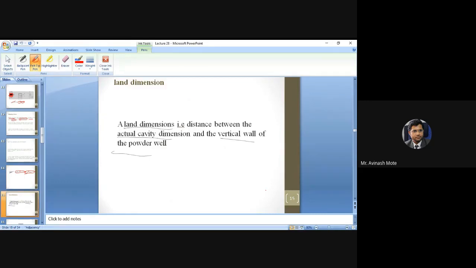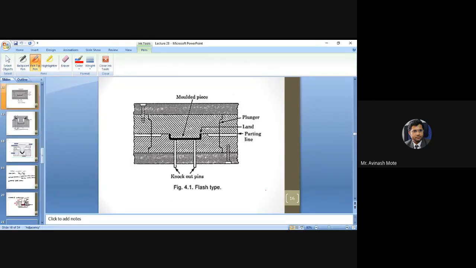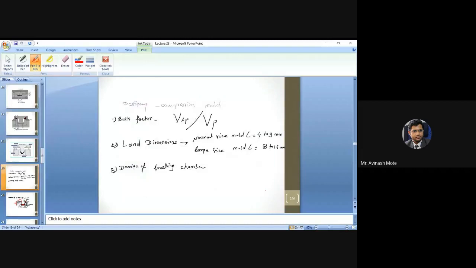Okay. Land dimension is the difference between the actual cavity and the vertical wall of the powder well. Okay, that's how this land dimension we discussed. And then we started looking at the basic process and various allowances, considerations, assumptions. Because most of the time, whenever you are solving any kind of design problem, at least 30 to 40% of parameters are assumed. Based on those assumptions we are calculating the dimensions approximately, not exactly. But at least we get the range, and based on that range we use the tolerance and allowance. And with that we are designing the component or the mold.